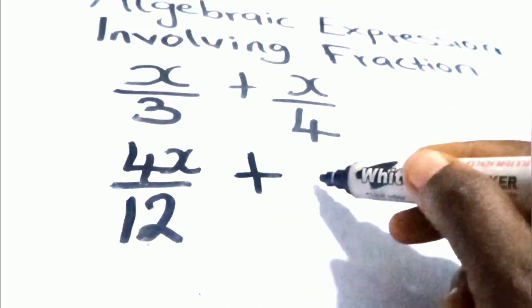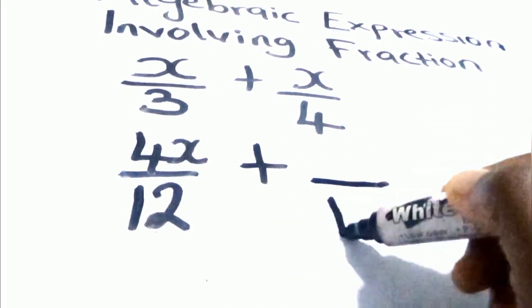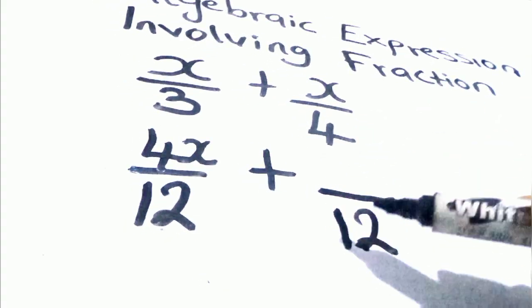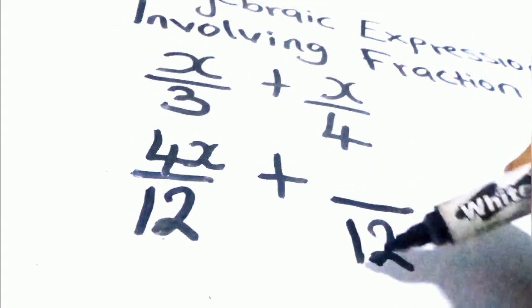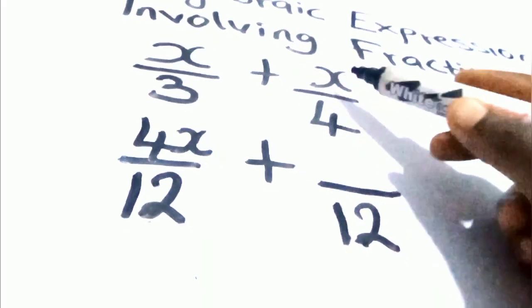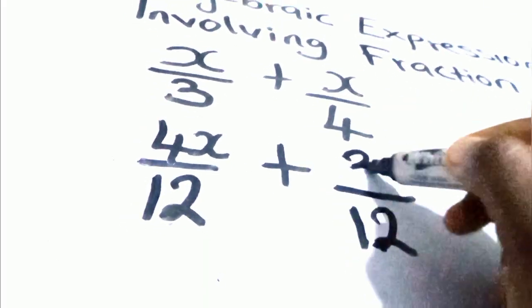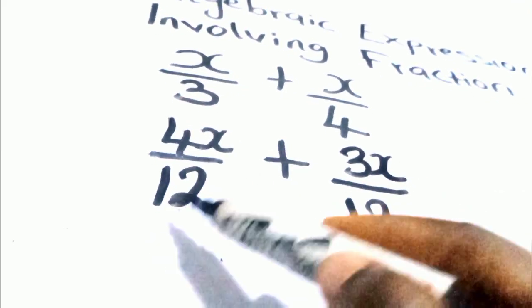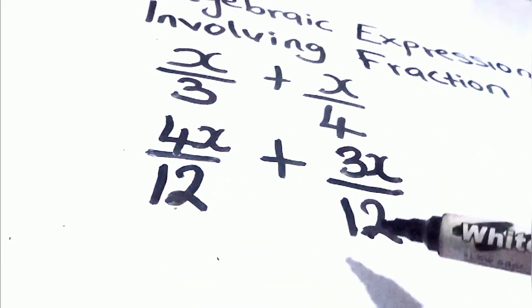Plus, remember our denominator becomes 12, which is the LCM. So this 4 has changed to 12 because that's the LCM. So our numerator is 12 divided by 4, which is 3. 3 times x is 3x. So we have changed this to their equivalent fractions, 4x over 12 plus 3x over 12.